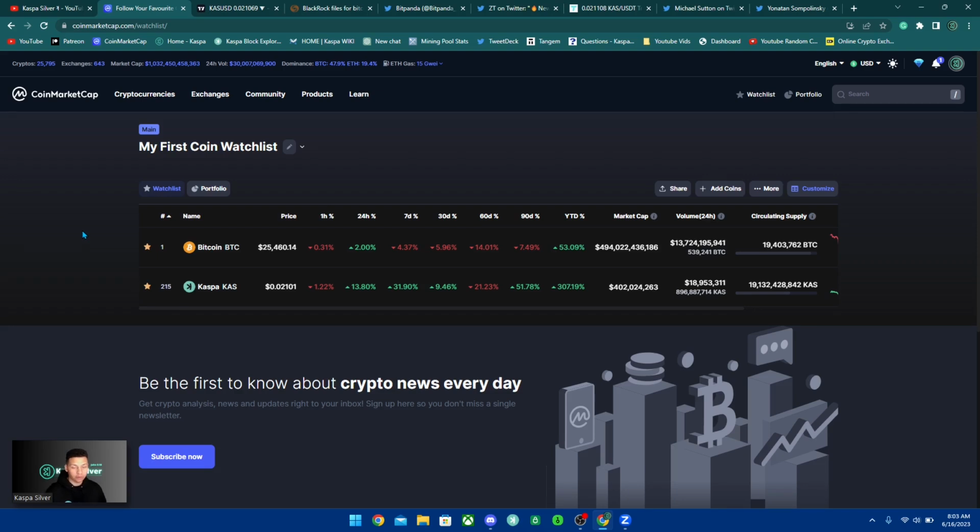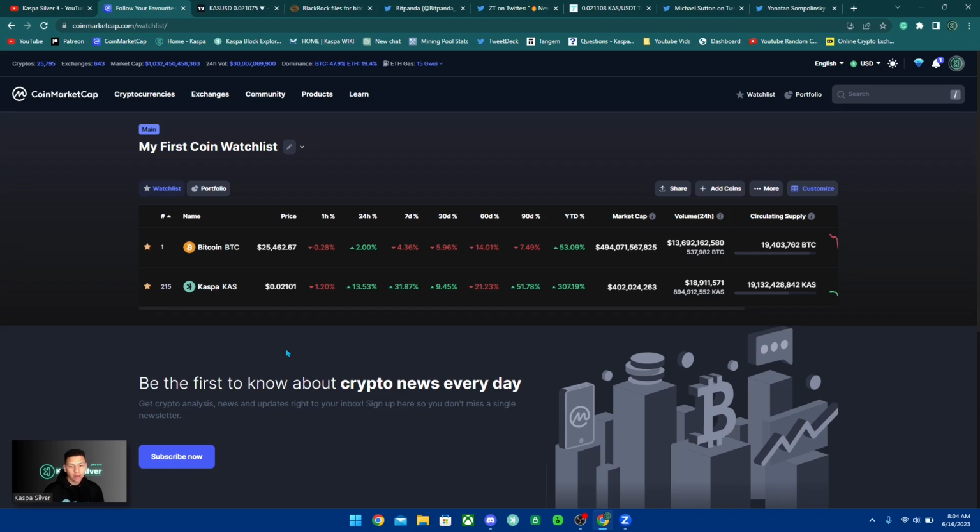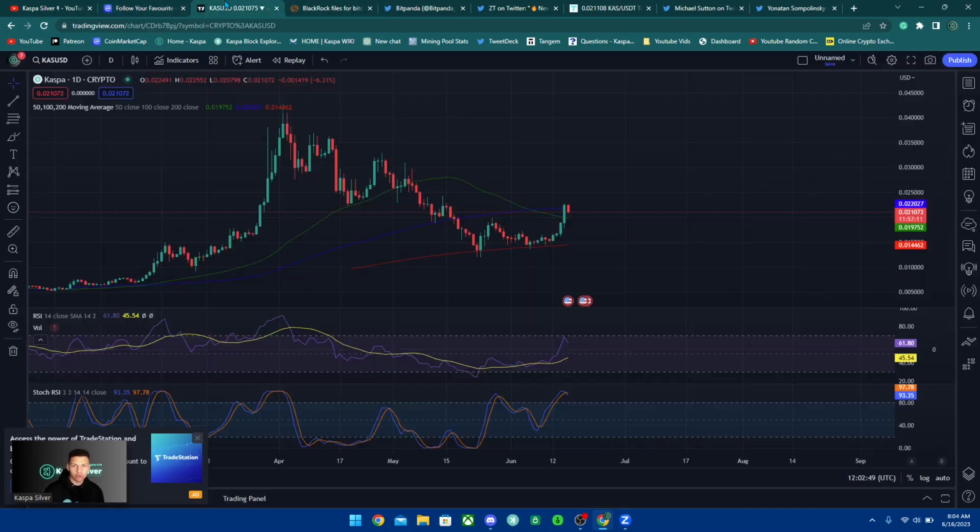So far, Kaspa literally just took off yesterday. Absolutely insane. The whole entire market was bleeding, and Kaspa was just shining through all of it. And currently we're at a 400 million market cap in the top 100 again, and we crossed over the 2 cent mark.